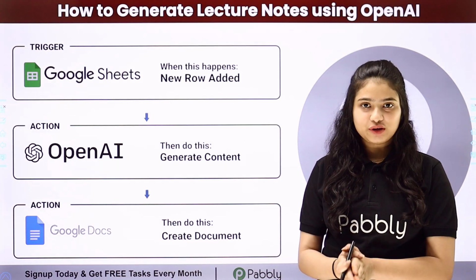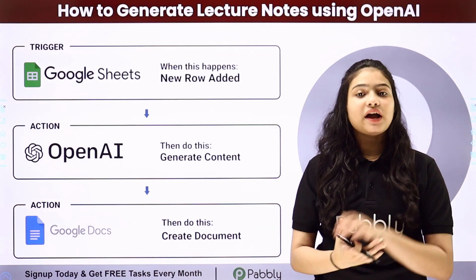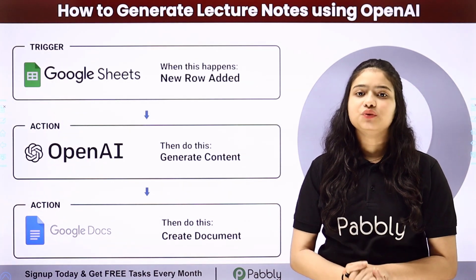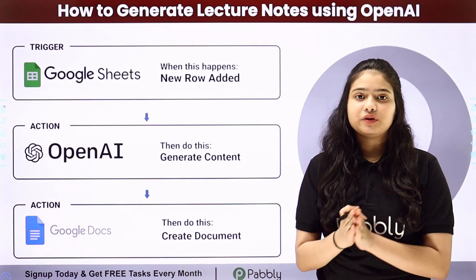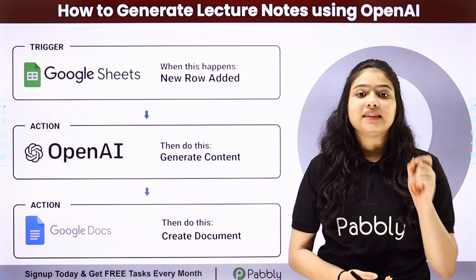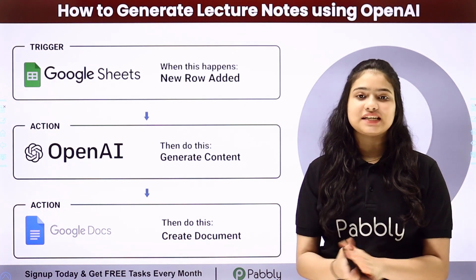In this video, we are going to learn how to generate lecture notes using OpenAI. Here, my objective is that whenever I add a new title in my Google Sheets, notes should automatically be generated on that same title using OpenAI, and then the same note should be added in a Google document. So how are we going to automate this entire process?